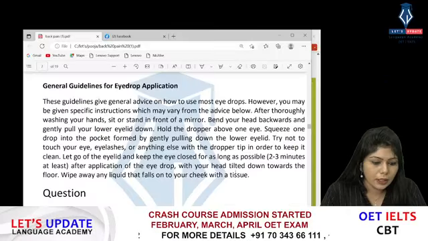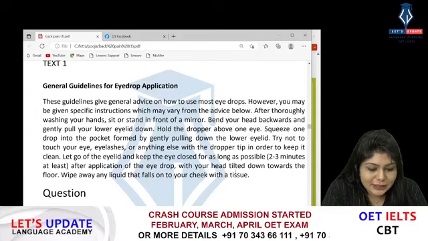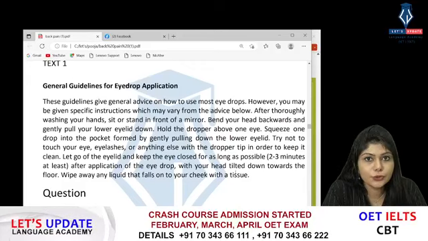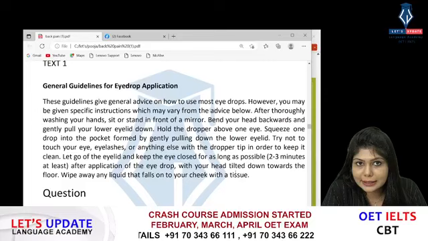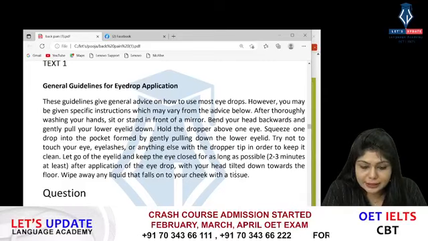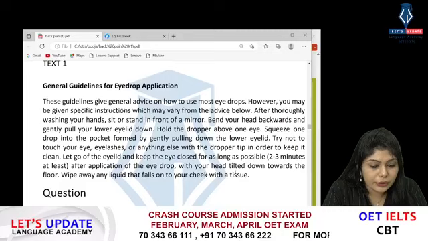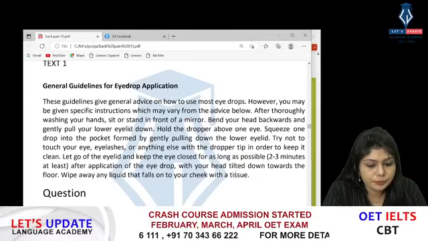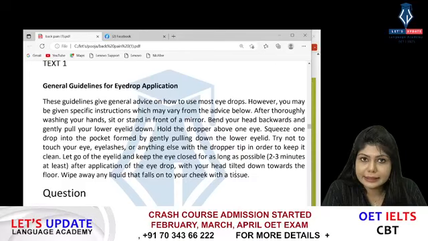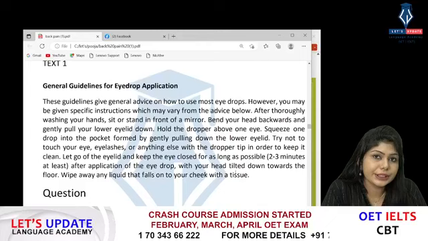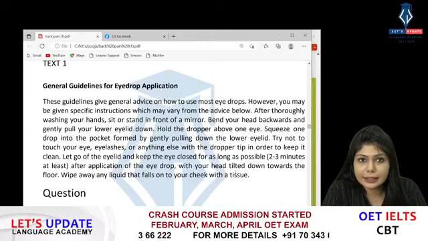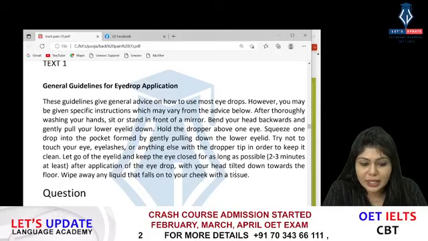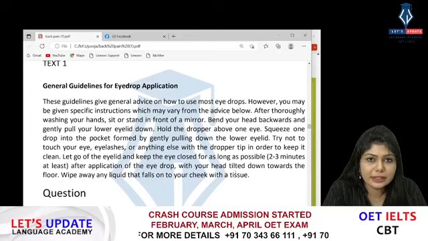So how do you approach the text? First you read the heading, that is, general guidelines for eye drop application. You will get an idea what the extract is about. Then we approach the question, to know what you need to find. The question is, what does the following article say about the application of eye drops? So you need to read the text, then read the options, come to a conclusion, and choose the most appropriate answer. I'll give you a minute to read the extract silently by yourself, and then we'll solve it together.